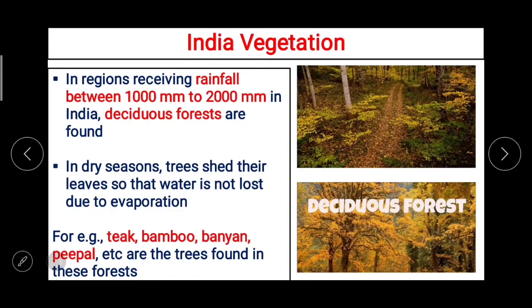In regions receiving rainfall between 1000 millimeter to 2000 millimeter. पहला जो हमने देखा evergreen में more than 2000 millimeter. Now here 1000 millimeter to 2000 millimeter in India, then the deciduous forests are found. First evergreen, then we are talking about the deciduous forest. In dry seasons, trees shed their leaves so that water is not lost due to evaporation.